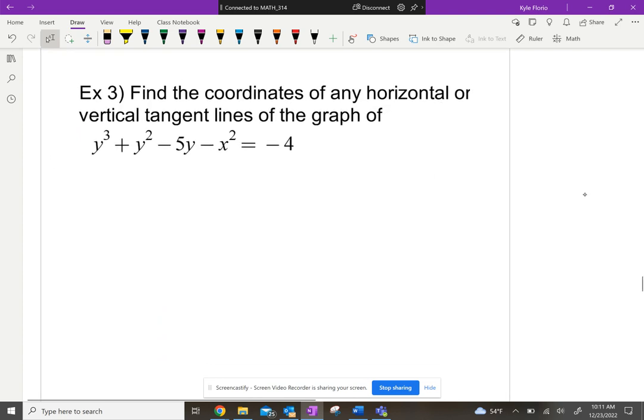So if you want to find out where there's a horizontal tangent, that's where the derivative is 0. And if you want to find the vertical tangent line, that's where the derivative does not exist.